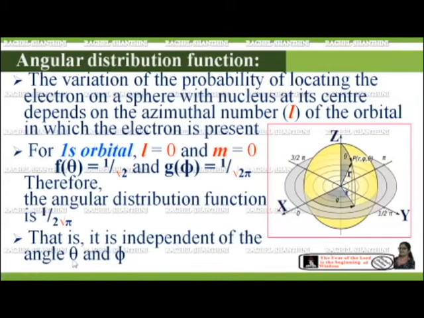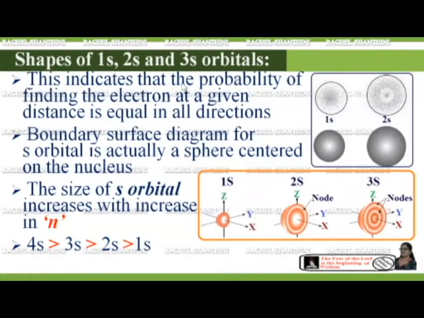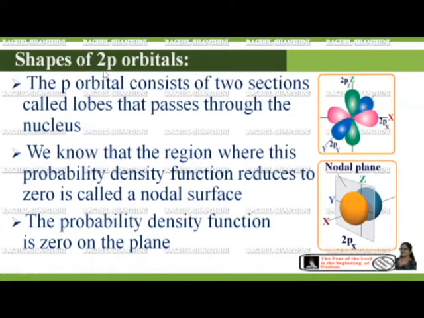Since it is independent of theta and phi, it indicates that the probability of finding the electron at a given distance is equal in all directions. So the boundary surface diagram for an s orbital is actually a sphere centered on the nucleus. The size of an s orbital increases with an increase in the principal quantum number n. That is, the size of the 4s orbital is greater than that of 3s, which is greater than that of 2s, which is greater than that of 1s. Now let us see the shape of the 2p orbital.